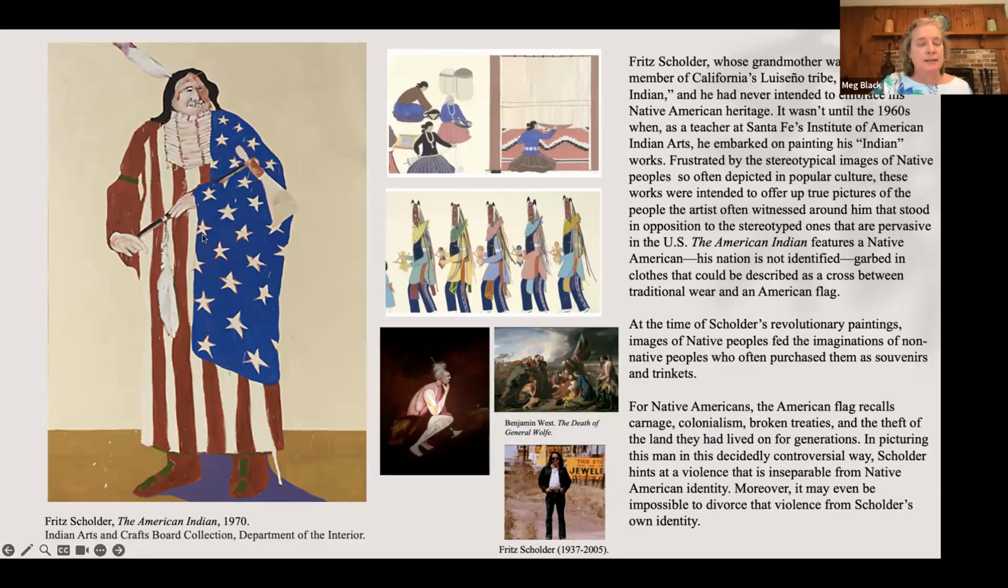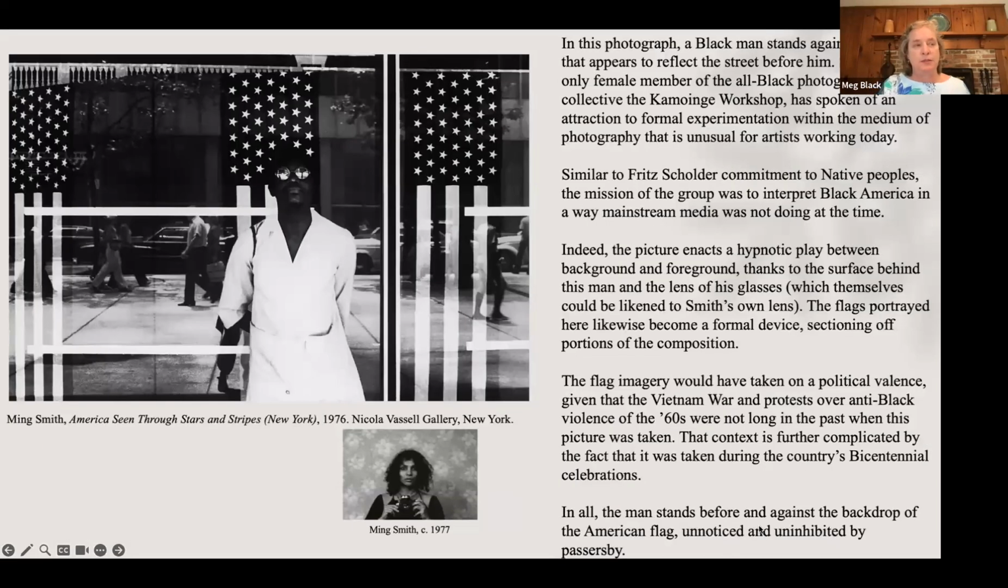And so he dresses him in this very Native American looking outfit, right? This is what people would portray Native Americans as wearing, but he does it with the stars and stripes. And then what shows up to us here is the tomahawk, which again is an image we associate with Native Americans.